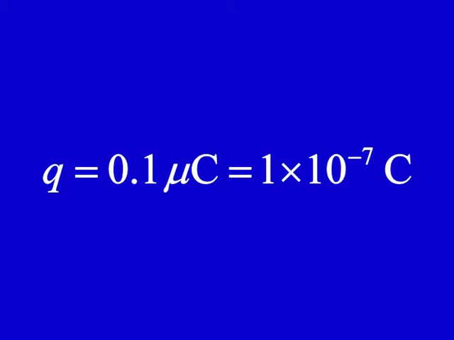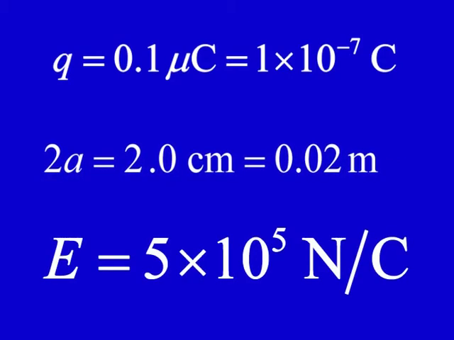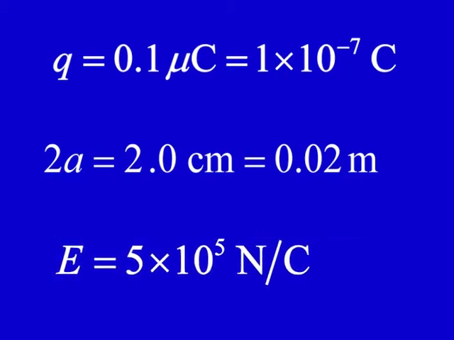In this problem, charge Q is 0.1 microcoulomb or 1 into 10 raised to the power minus 7 coulomb. Length of the dipole 2a is 2.0 centimeter or 0.02 meter, and the external electric field is 5 into 10 raised to the power 5 Newton per coulomb.